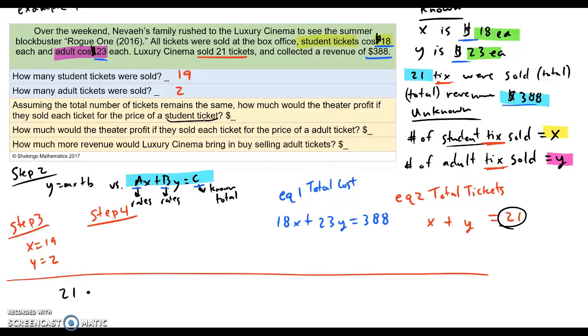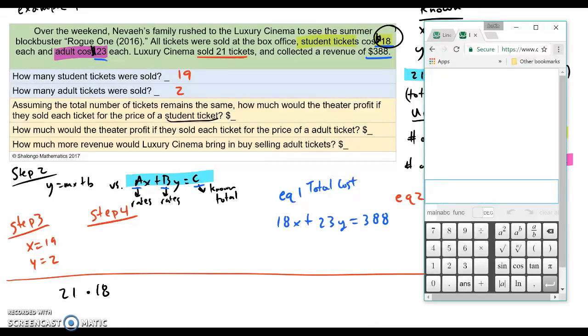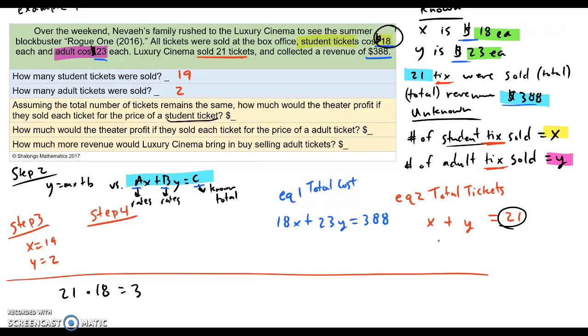Well, times how much it costs for a student ticket, which again is 18. All we're doing here is multiplying 21 by 18. So 21 times 18 is 378. So they would make $378.